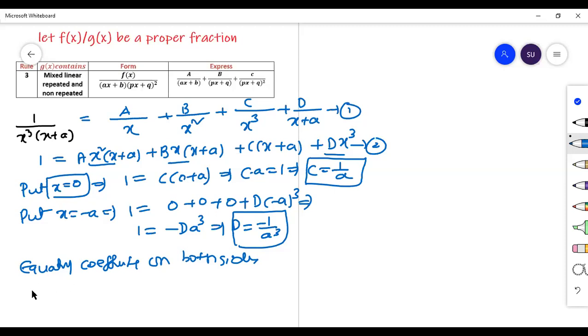Now I will equate the x cube coefficient on both sides. On the left hand side, is any x cube term there? No. So 0 is equal to, on the right, where do we get an x cube term? A x square into x gives x cube, so the x cube coefficient is A. Is any other x cube term there? Only D. So A plus D is equal to 0. That implies A is equal to minus D. But we already found the D value, minus 1 by a cube. Minus of minus 1 by a cube.